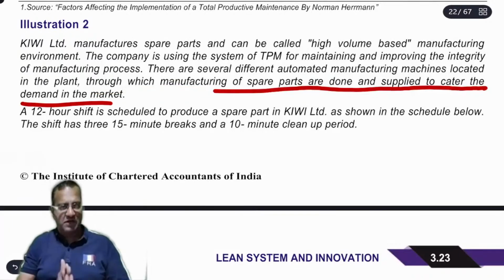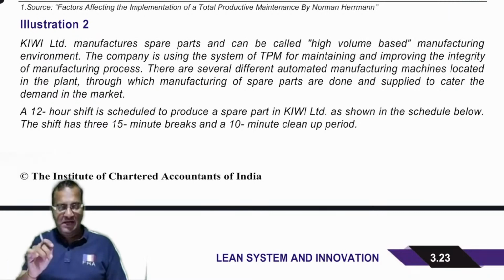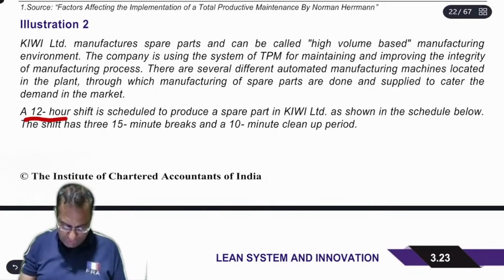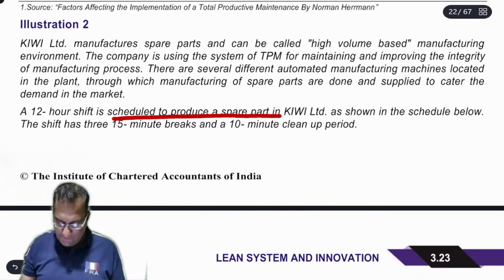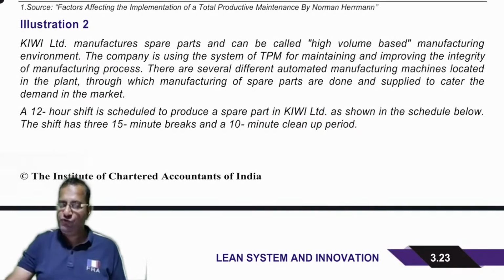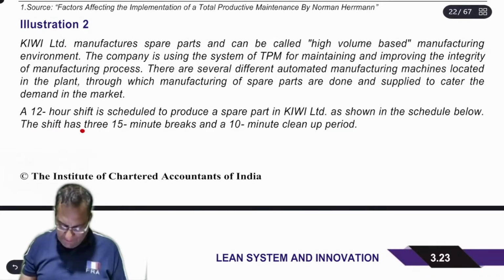So first para is a general market. The name of the company is Kiwi Limited. They have already implemented TPM in the organization. There are several different automated manufacturing machines installed at different locations in the factory premises. A 12-hour shift is scheduled to produce a spare part in Kiwi Limited as shown in the schedule below. So number of shift is 1 and the number of hours in that particular shift is 12. The shift has 3 15-minute breaks and a 10-minute cleanup period.